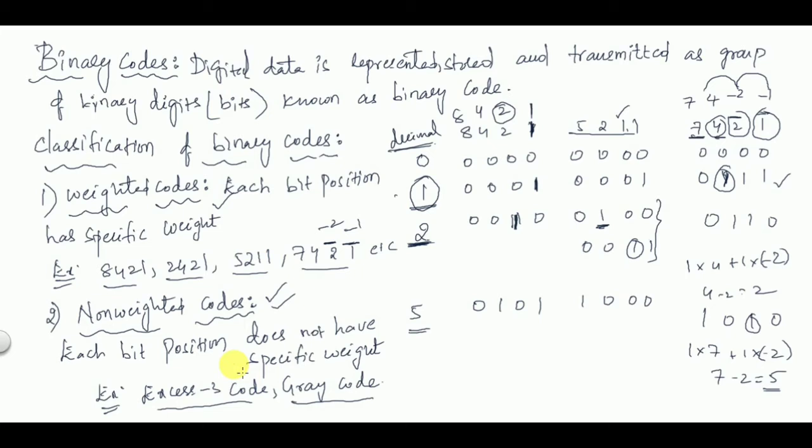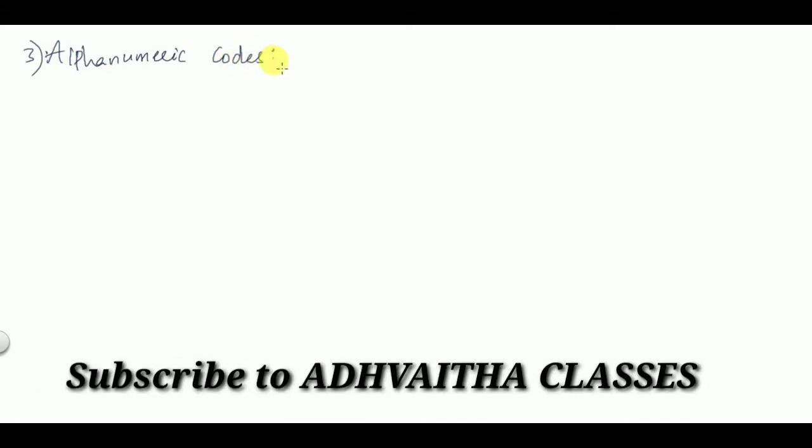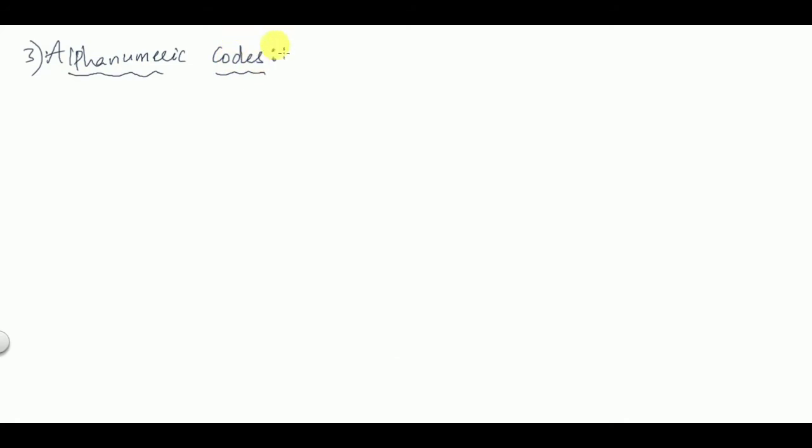Let me take one more slide. I'll explain some more classifications of binary codes. The next classification, the third one, is alphanumeric codes.